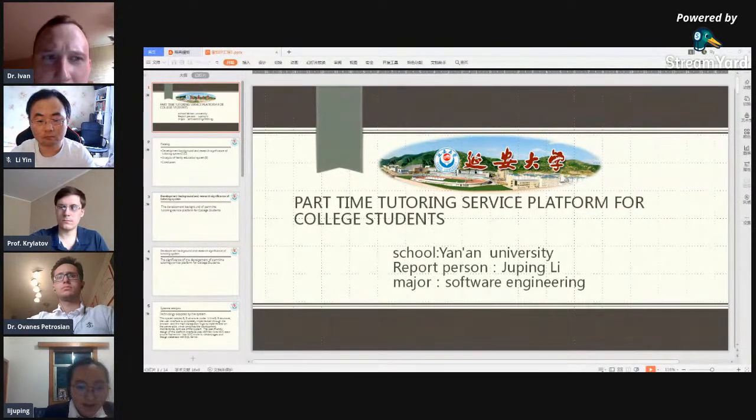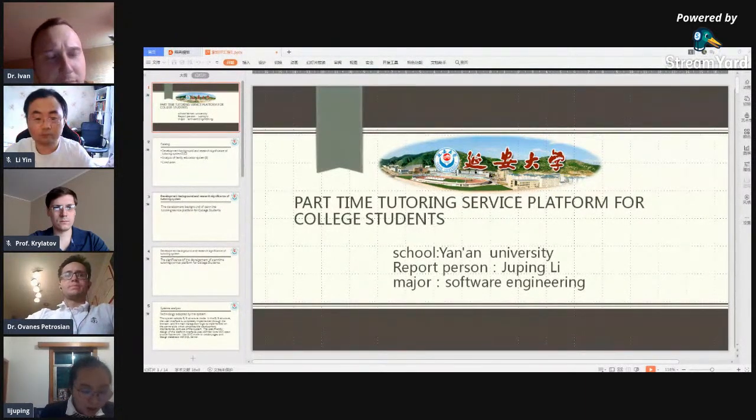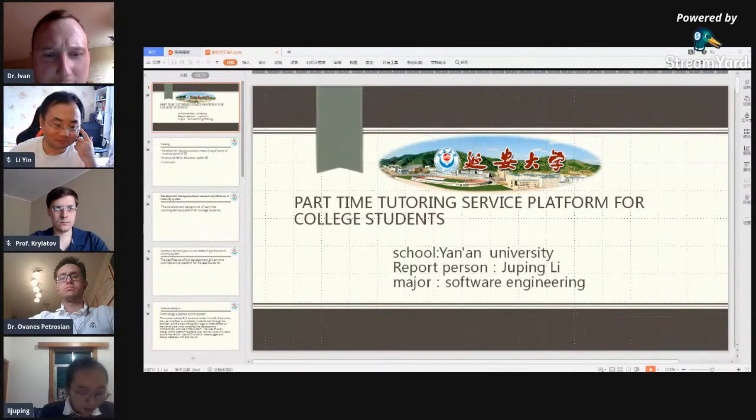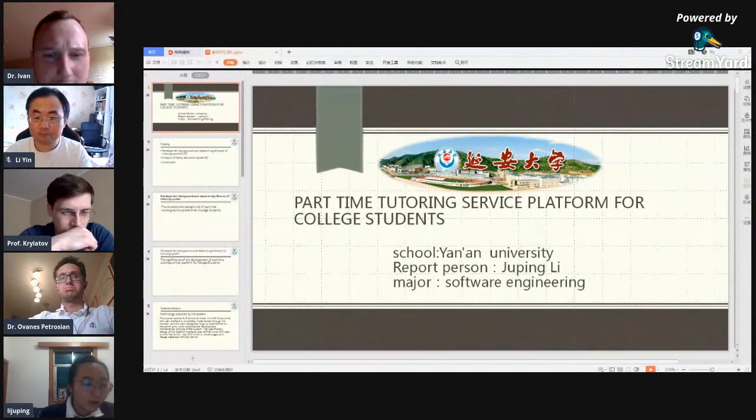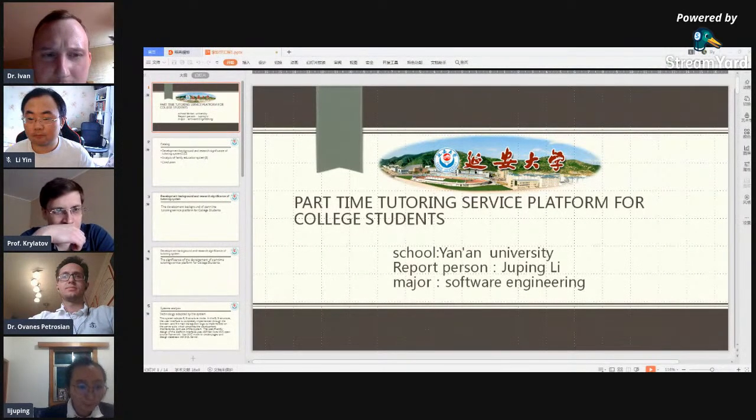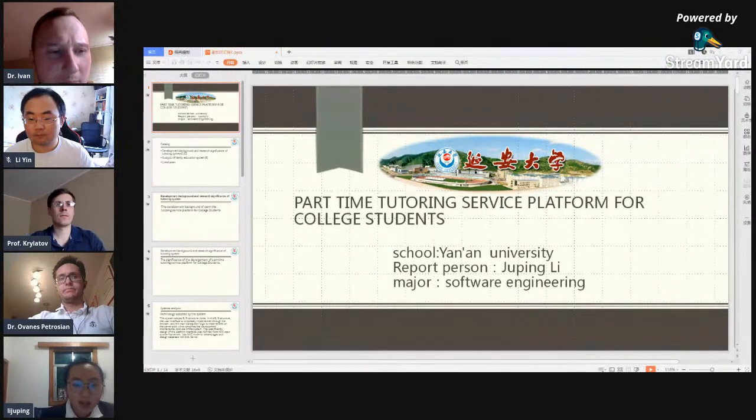The development background of the part-time tutoring service platform for college students. With the development of education in China, more and more education and training and family education has become one of the main channels of education and training. It's difficult for parents to choose a satisfactory tutor. College students usually obtain tutoring information through agents or through classmates' recommendations. Parents and college students need a platform for information interaction. The significance of the development of the part-time tutoring service platform.